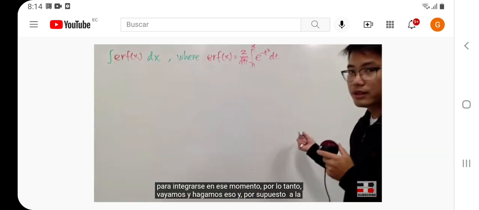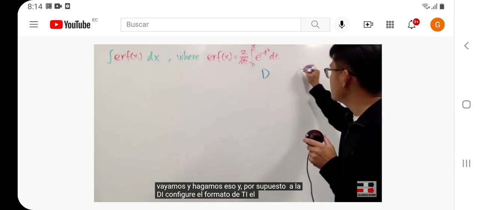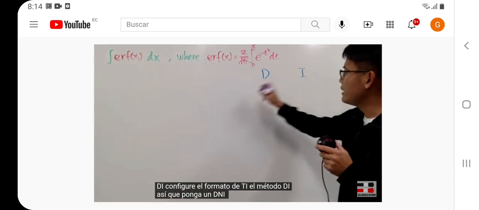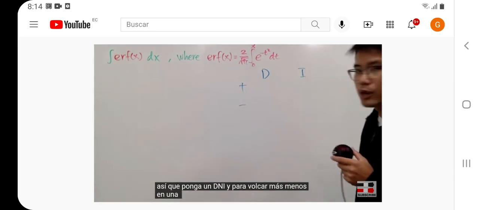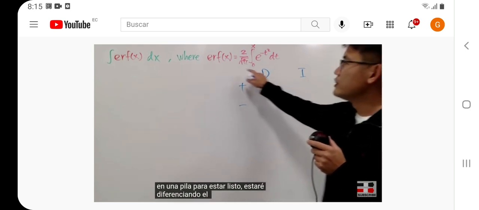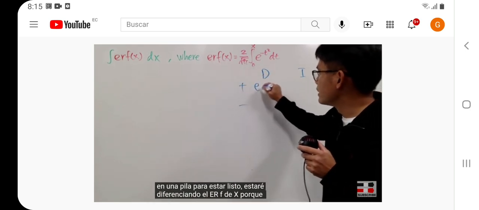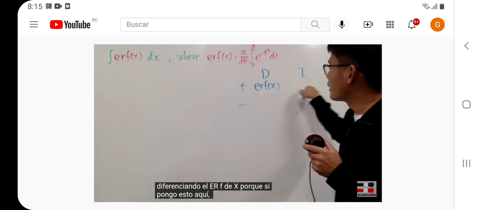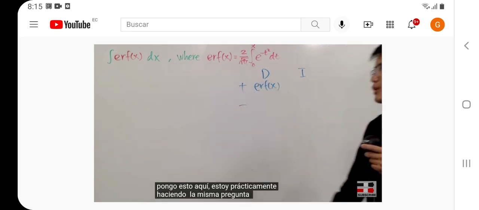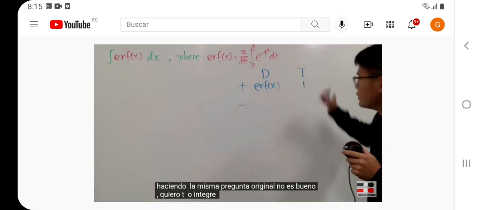And of course, I'll do the DI setup, the DI format, the DI method. So put on the D and I and put on plus minus on the side to get ready. I will be differentiating the ERF of x because if I put this right here, I'm pretty much doing the same original question. No good. I want to integrate just one.